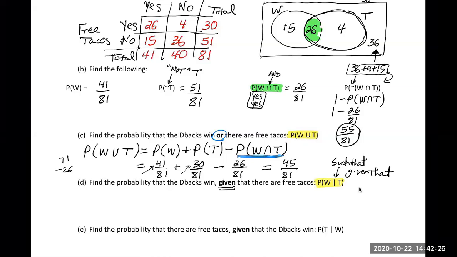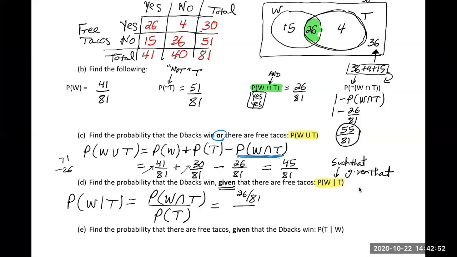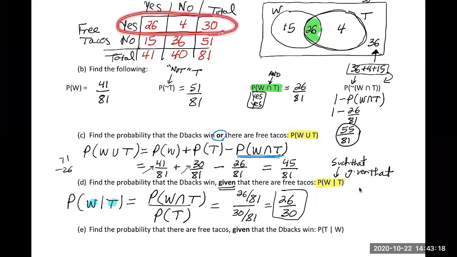So basically how we calculate this, the formula for a conditional probability. Probability of win given free tacos would be the probability of winning and free tacos divided by the probability of that condition, probability that there were free tacos. So the overlap, winning and free tacos, is 26 out of 81. The probability of getting free tacos is 30 out of 81. And then simplifying this, the 81s would divide out basically, and you get 26 out of 30. Now, doing this, if you have winning given free tacos, you could just find where is my free tacos. This is the free tacos line. So our denominator is that total 30. And we have 26 out of 30 was winning given free tacos.